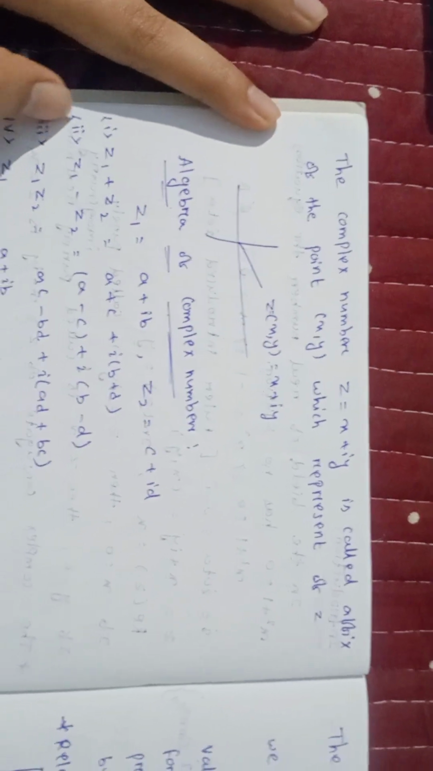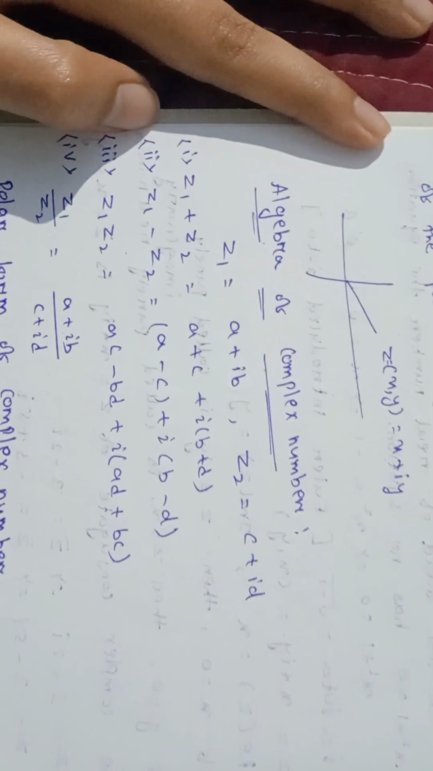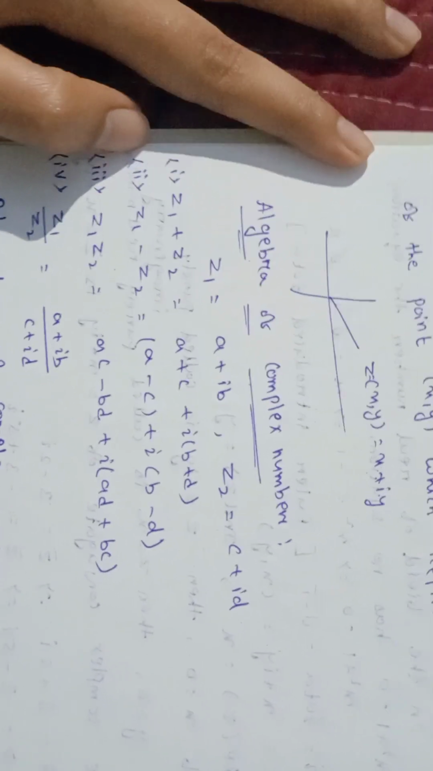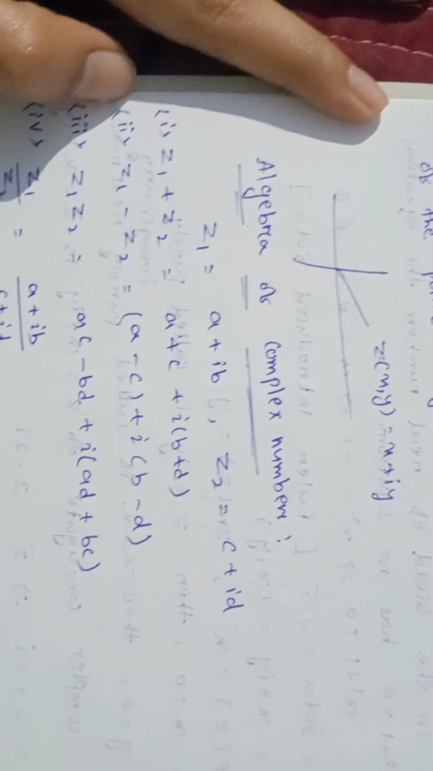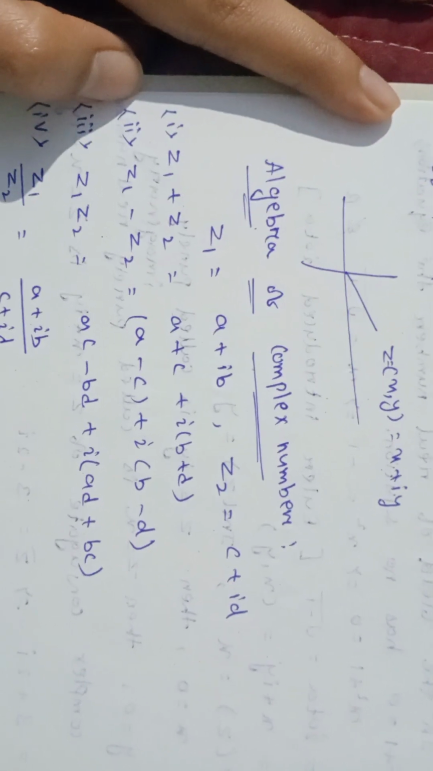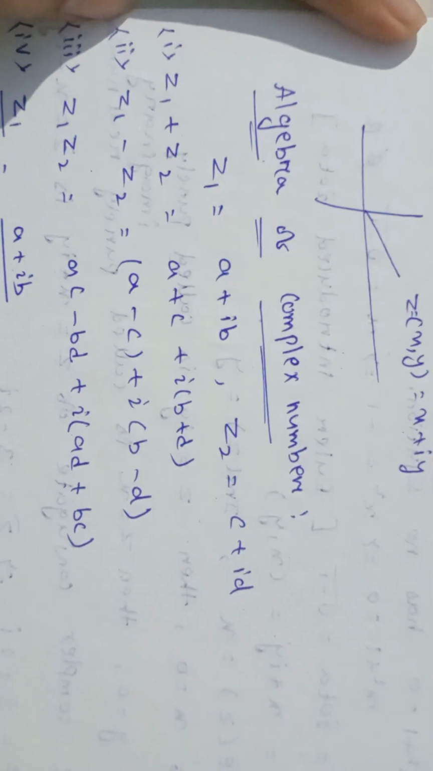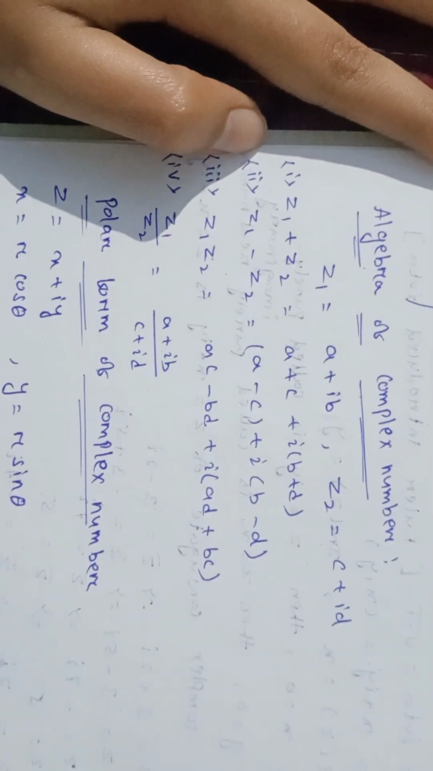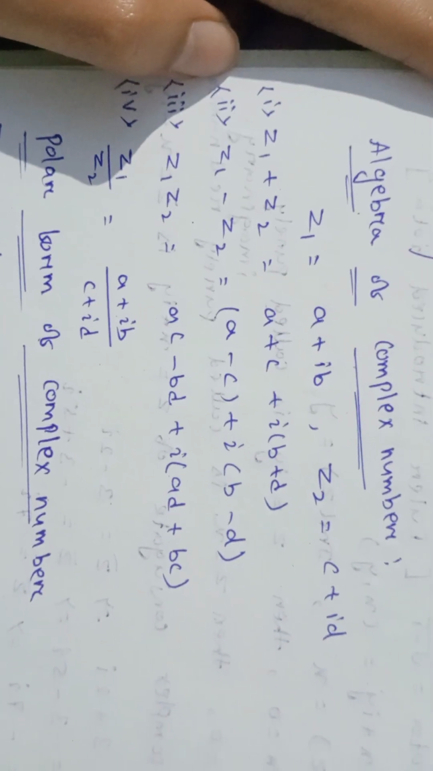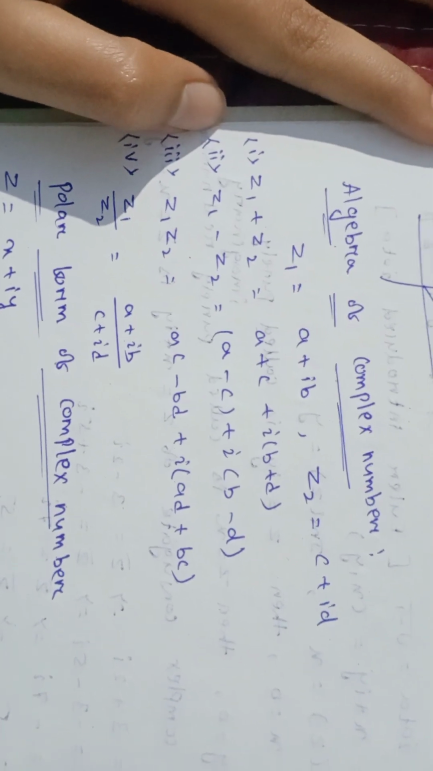Then the algebra of complex numbers. Let z1 equal a plus ib and z2 equal c plus id. Then the addition of z1 and z2 is real part plus real part and imaginary part plus imaginary part. A plus ib plus c plus id equals a plus c plus i times b plus d. Similarly, z1 minus z2, and z1 into z2 equals ac minus bd plus i times ad plus bc. We have learned this before.